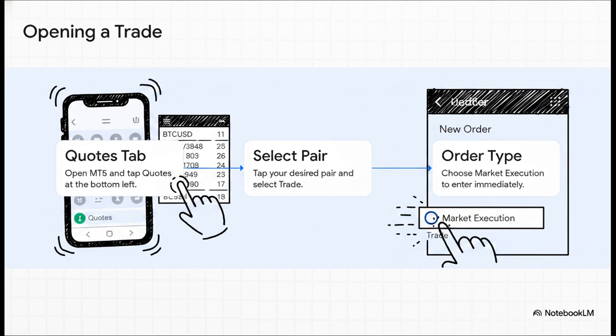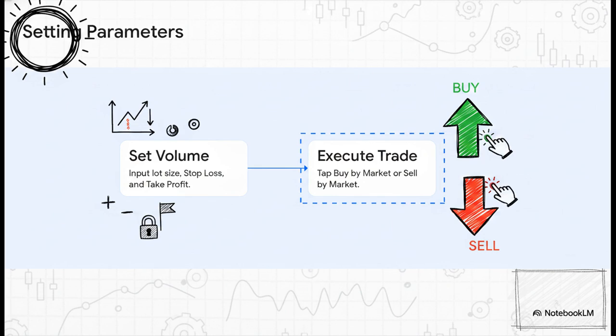Now for Step 3, you're looking at the new order screen. You'll see an option for order type. Since we want to enter the market right at this very second, just make sure you choose Market Execution. Next up, we gotta plug in those crucial numbers. Step 4 is setting your volume, which is your lot size, along with your stop loss and take profit prices. You literally just tap the fields and type the numbers right in. And our source notes a really handy feature here: you can actually just tap the plus or minus buttons next to the stop loss and take profit boxes to nudge the price up or down super fast.